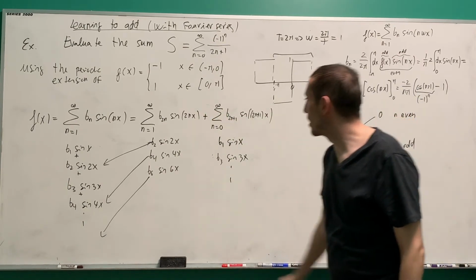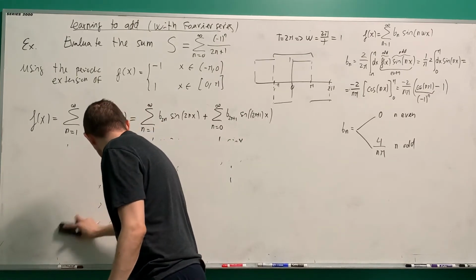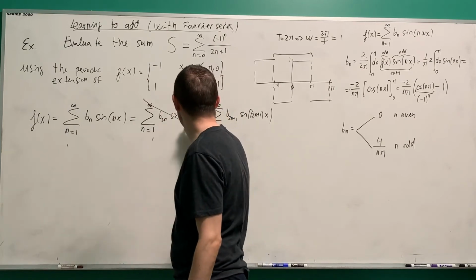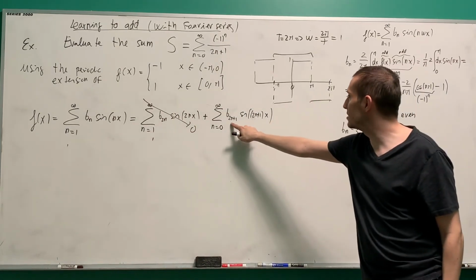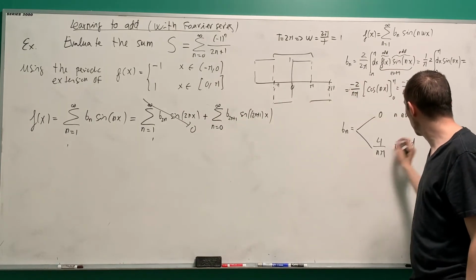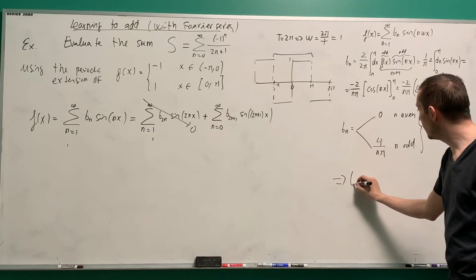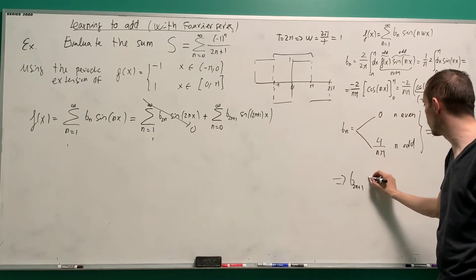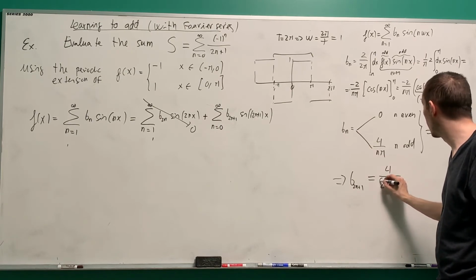Wonderful. So now that we've seen that, we know that all the even terms, for this case, are 0. So we only have the odd ones. So what I need to compute is b2n plus 1. From here, b2n plus 1 is, whenever I see an n, write a 2n plus 1. It's 4 over 2n plus 1 times pi.